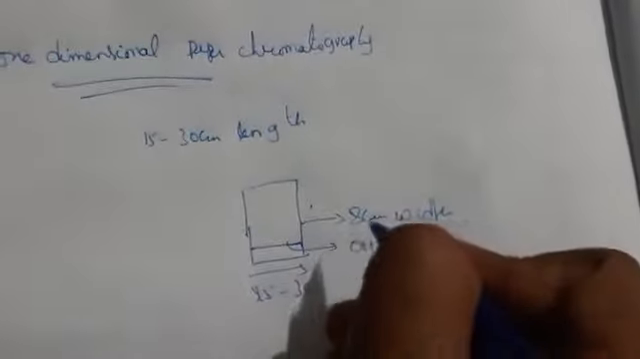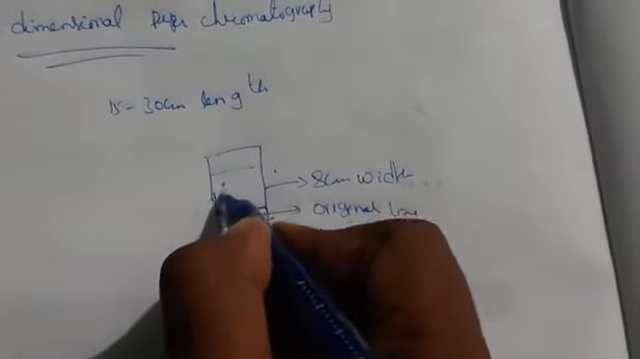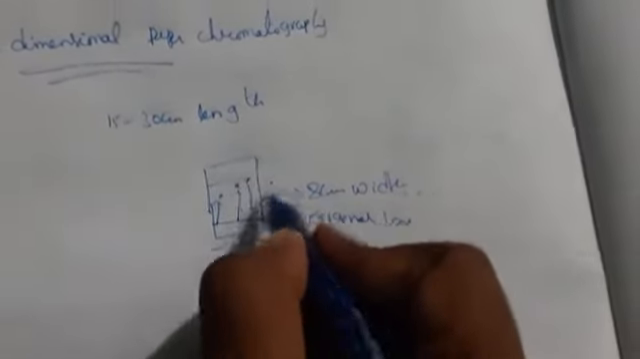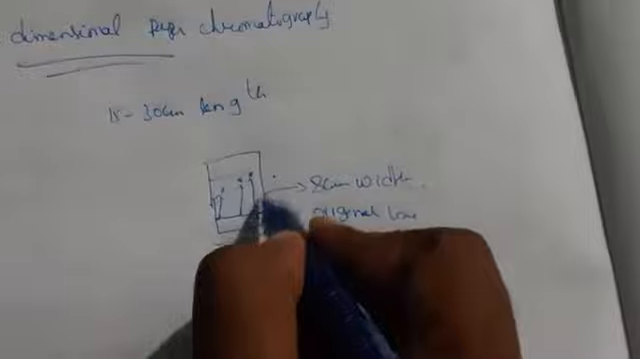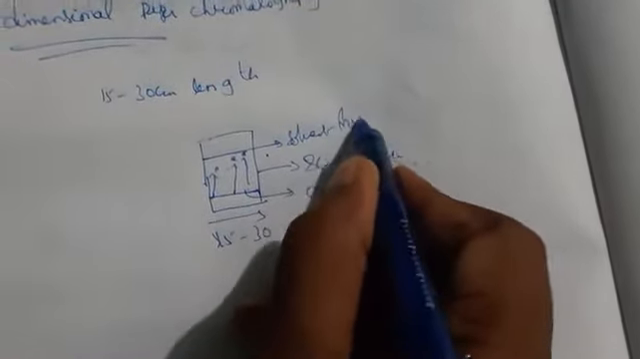For example, if the sample is containing several components, this is one sample, this is another sample, this is the third sample. The highest spot we are getting, that one we take as the solvent front. By this we can calculate the RF value. So the original line is different, and the solvent front we take here.